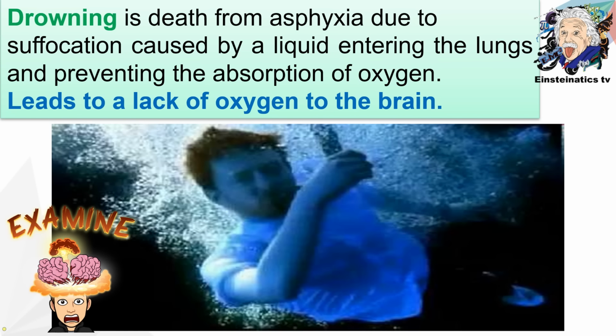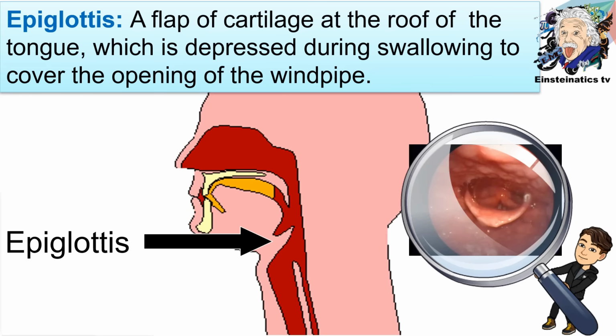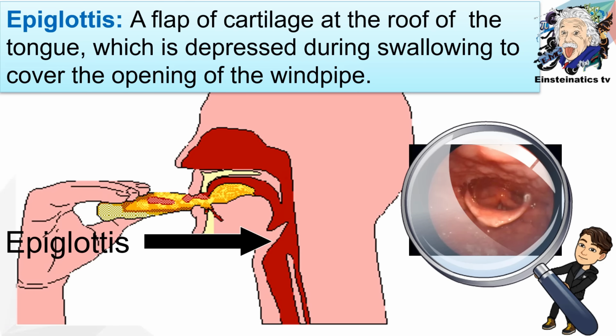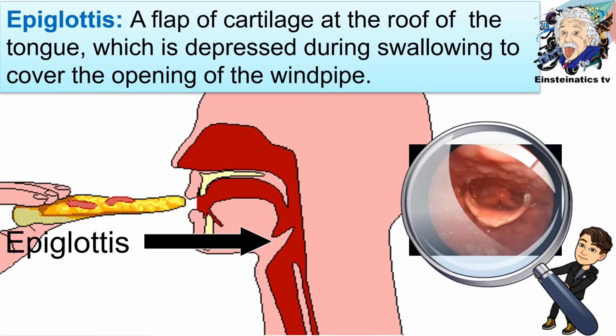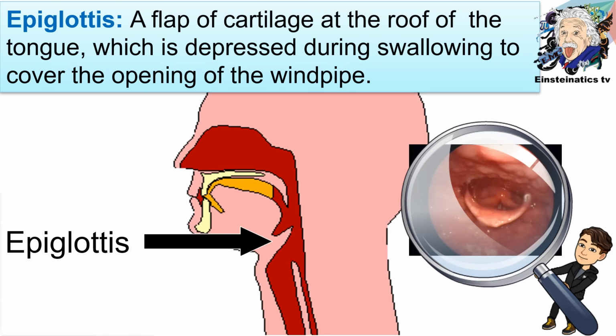Now, drowning is death from asphyxia due to the suffocation caused by a liquid entering the lungs and preventing the absorption of oxygen. This leads to a lack of oxygen to the brain, which eventually would lead to death. So what is the epiglottis and what is its function? The epiglottis is a flap of cartilage at the root of the tongue, which is depressed during swallowing to cover the opening of the windpipe.